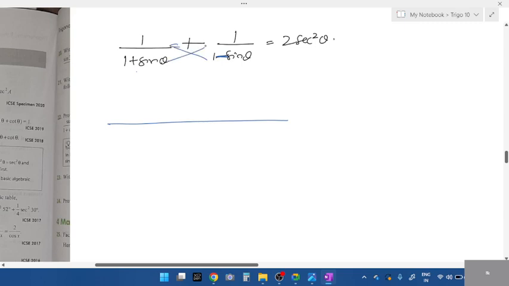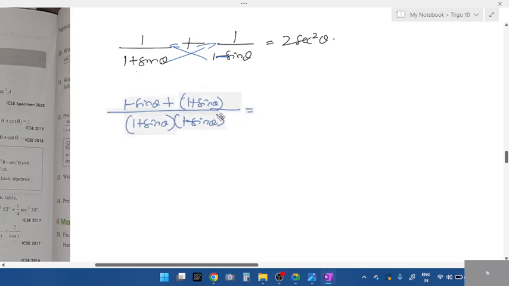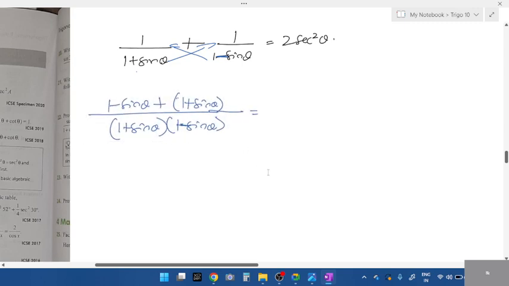Cross multiply. When you cross multiply, you get 1 minus sine theta plus, what's the next one? In bracket, you can write 1 plus sine theta. And denominator, 1 plus sine theta into, write it together, 1 minus sine theta. How does the denominator look? What is 1 plus sine theta into 1 minus sine theta? Yes, that is a square minus b square. So 1 square is 1 minus sine square theta.